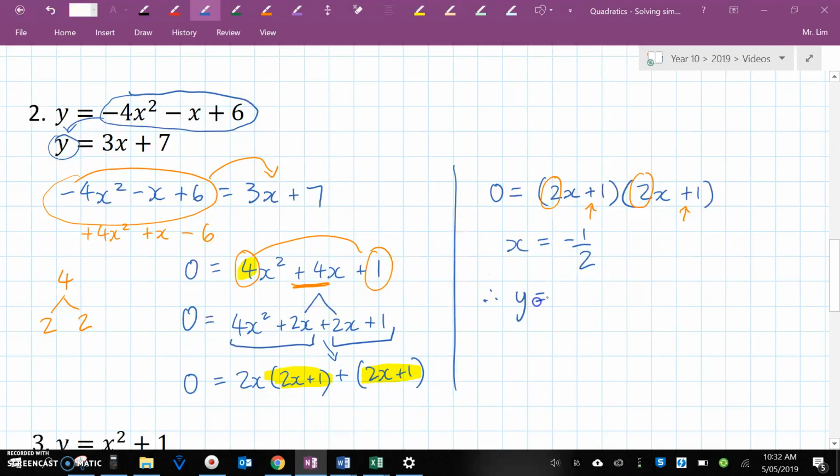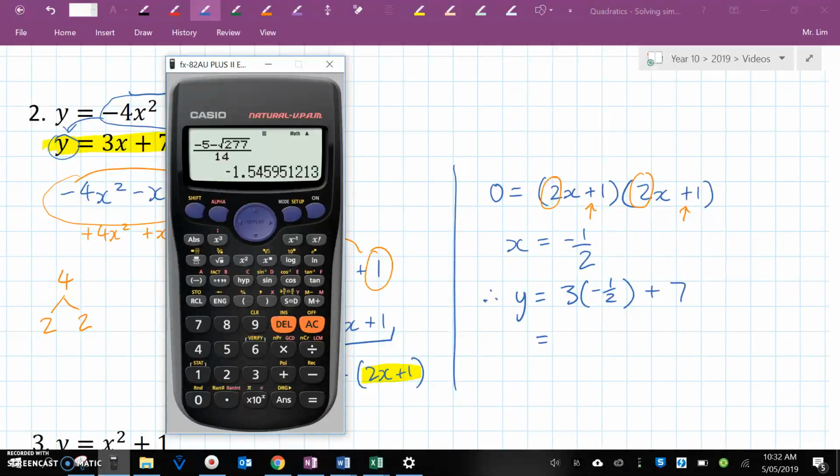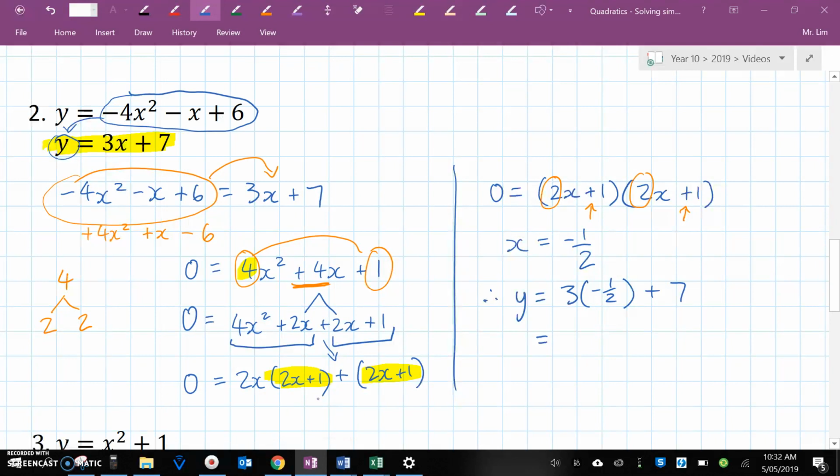Therefore, y is equal to, I'm going to just pick the easier equation, which is the second one. y equals 3x plus 7. So y is equal to 3 lots of x, which is minus half, plus 7. When we put that in the calculator, we get 3 times minus half plus 7, which is 5.5. And that's it.